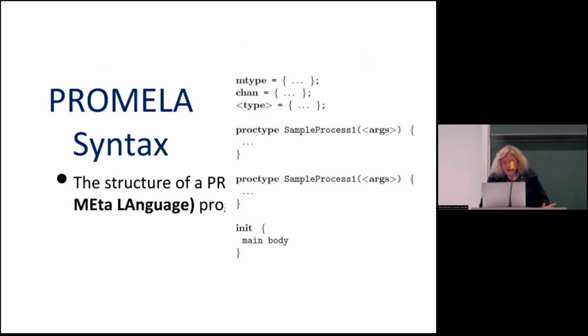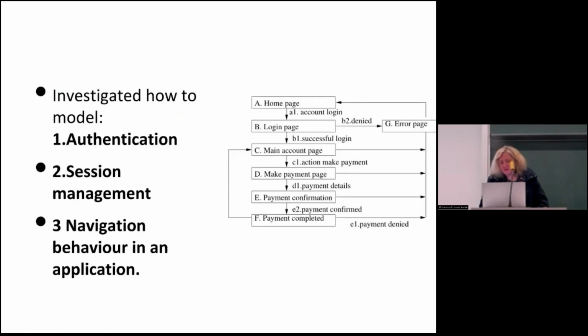What did we model? We looked at one example of an online banking application where we first have to authenticate and then we have to do session management, and look at whether we will succeed in executing a simple payment, a simple transaction, or not, depending on what properties we have.